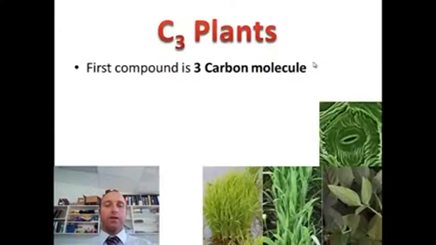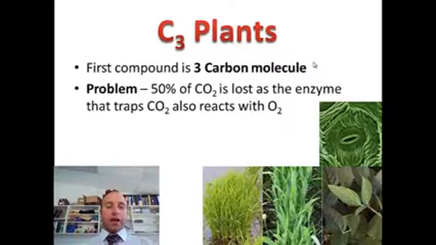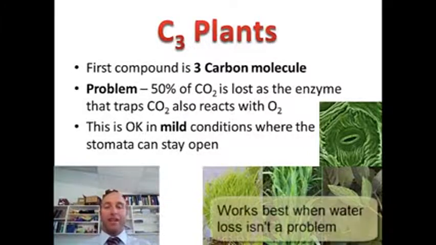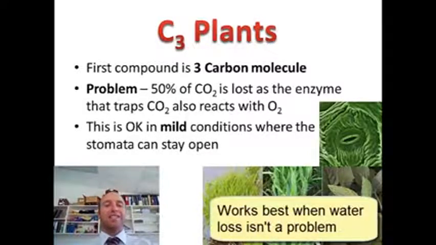First, let's look at C3 plants, and these are most types of plants. They're called C3 plants because the first compound they form in this stage of photosynthesis is a 3-carbon molecule. The problem is that quite a lot of the carbon dioxide taken in by the plants is actually lost, because this enzyme also reacts with oxygen. This is fine in mild conditions where the stomata can stay open day in, day out, the carbon dioxide can easily get into the plant, and water loss probably isn't a big issue.